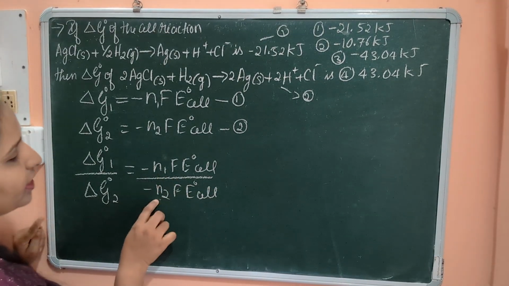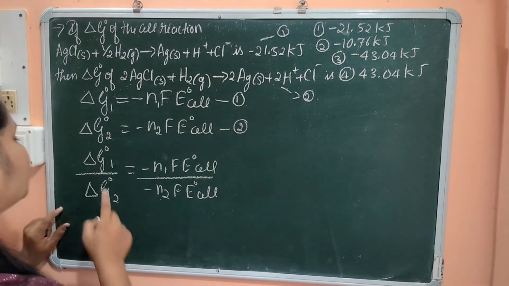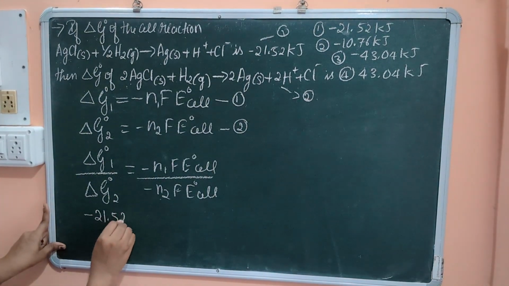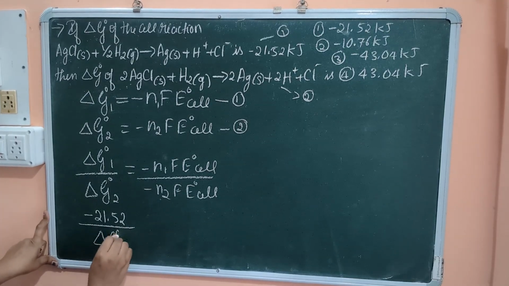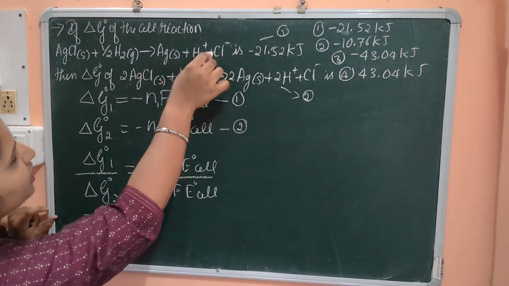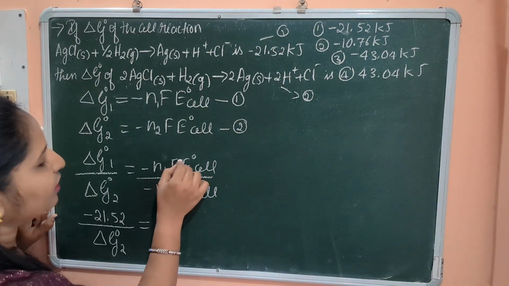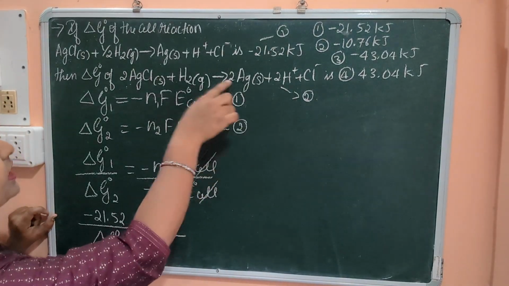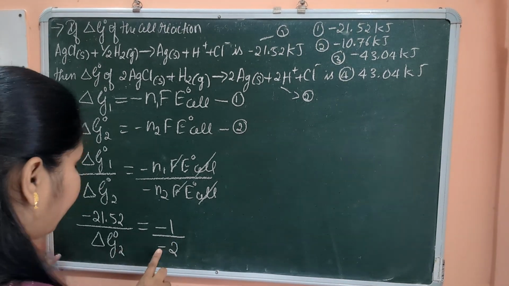Instead of taking just N here, I have taken N1 and N2 because the number of electrons is changed in both the reactions. So delta G1 we already know, that is minus 21.52. And delta G naught 2 remains as it is. For the first reaction, the number of electrons involved is 1, and F into E naught cell will get cancelled. The number of electrons involved in the second reaction is 2, so it is upon minus 2. This minus and minus becomes plus.